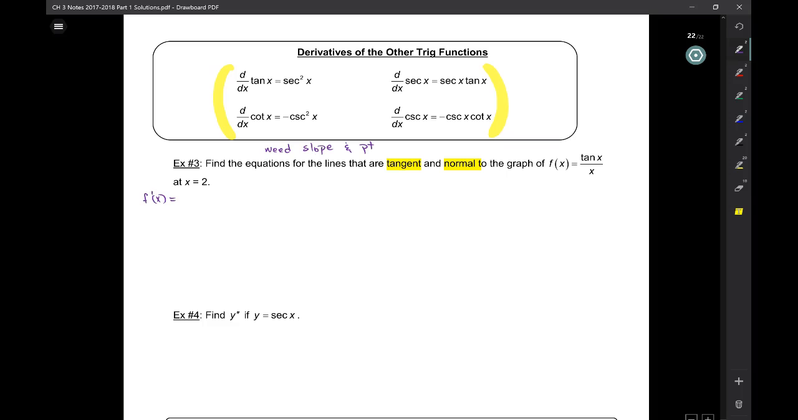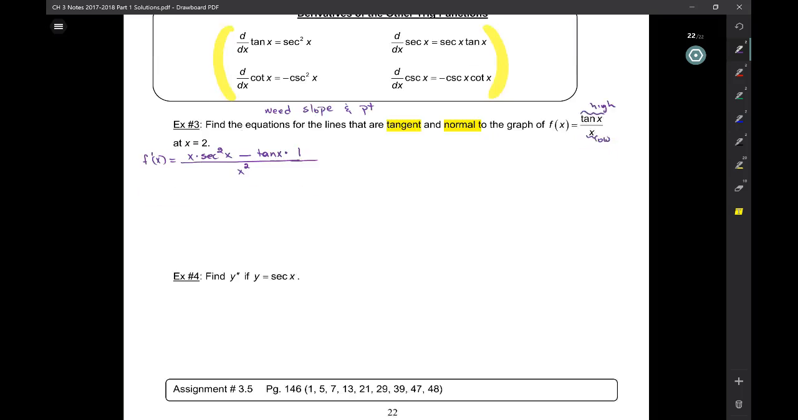All right, so we're going to take the derivative of this. This is the low, and this is the high. So what's going to be the derivative? Low d high. So what's that? Squared x. And then minus high d low, 1 over x squared. I don't know if you said this, but we need to memorize all of those.